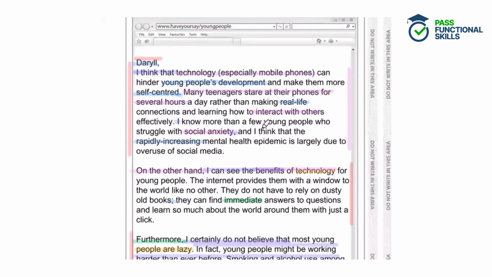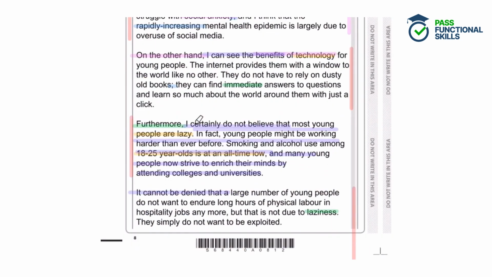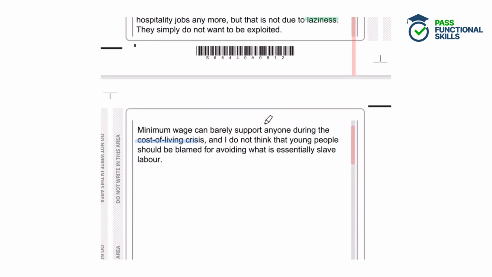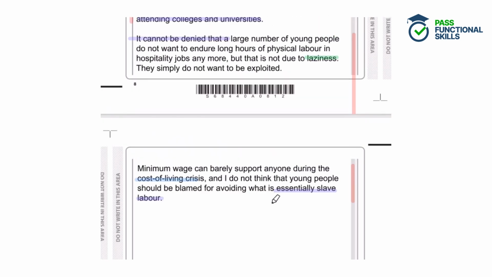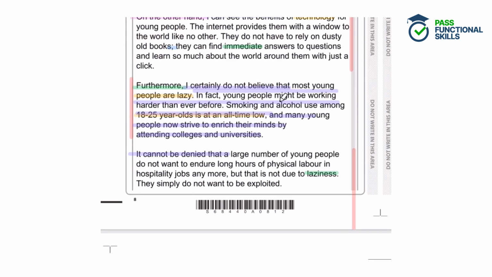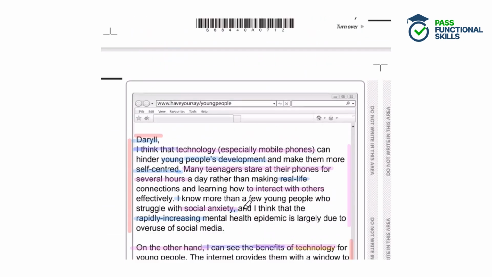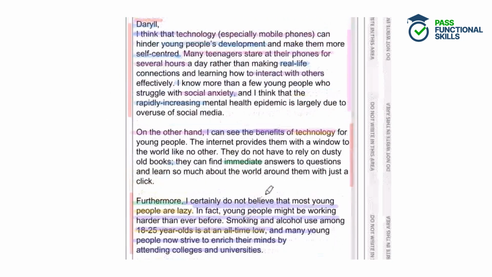We've got lots of persuasive language in here. For example, we've got facts about the smoking and alcohol use, and we've also got the use of hyperbole at the end, so an exaggeration by saying that young people are avoiding these hospitality jobs that are essentially slave labour. So trying to persuade the audience that young people are not lazy, they simply do not want to be exploited. So overall, we're really matching the purpose because we are persuading a general audience of forum posters that our opinions are correct.